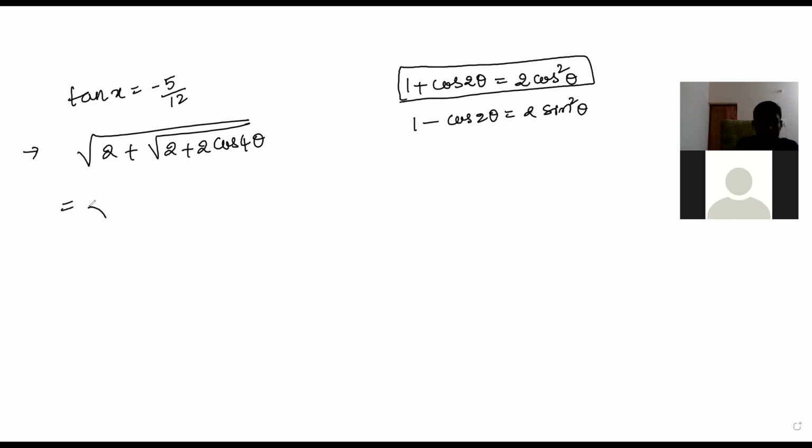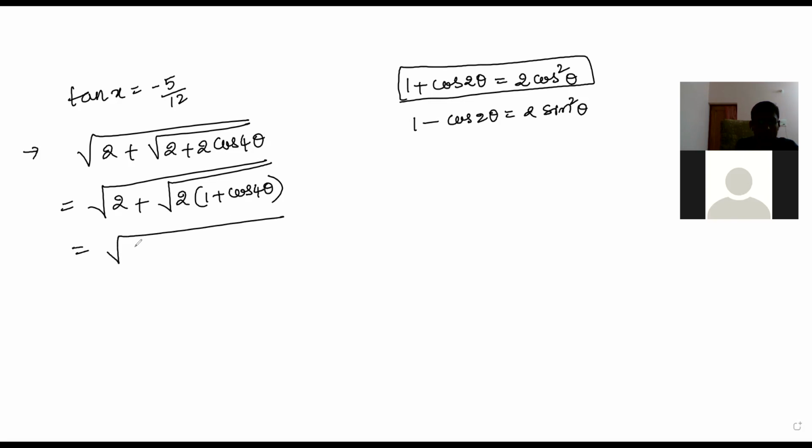So here, what is the simplification? 2 plus, here you take 2 common. If you take 2 common, what you get here? 1 plus cos 4 theta. So under root of 2 plus, this is 2 into 1 plus cos 4 theta. 1 plus cos 4 theta is, 4 theta means 2 times 2 theta. So what you get finally? 2 cos square 2 theta.